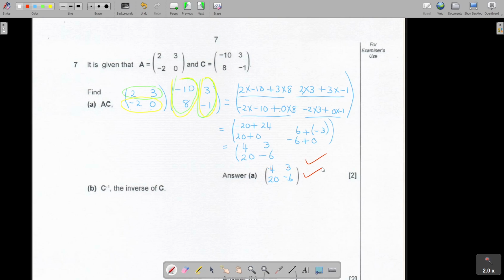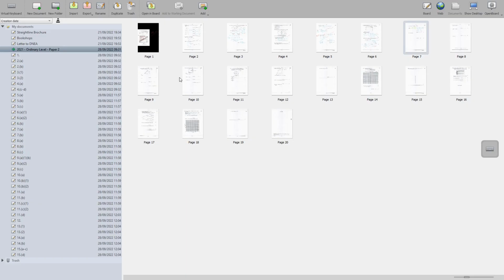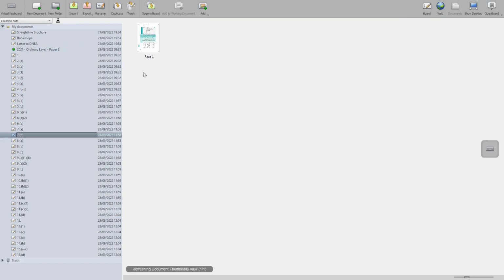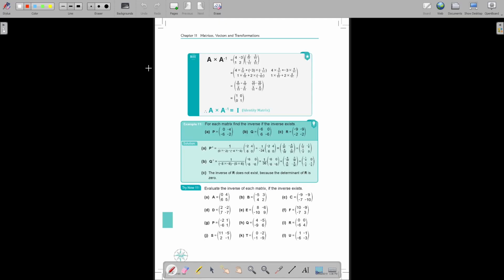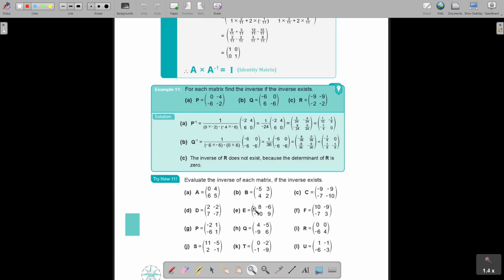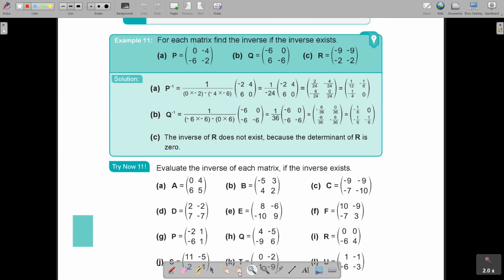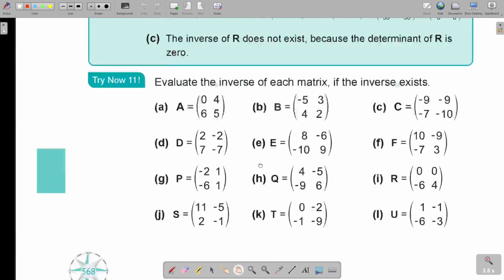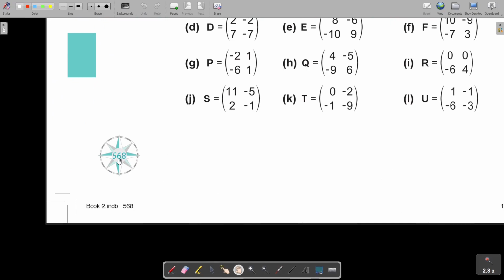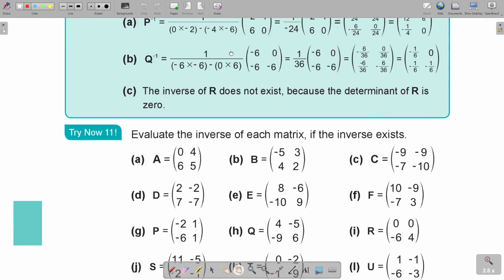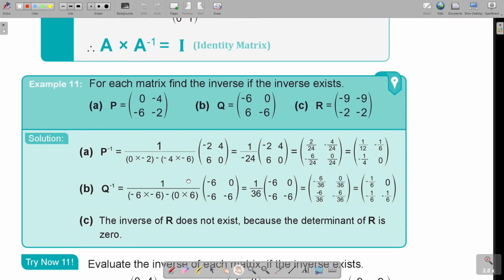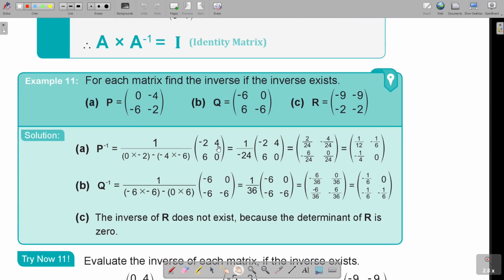Okay, then I go to number B, that's the inverse. We did it also in the previous question, last year's question paper. So let's just go back to documents and see, that was question number 7B. Okay, and here I did an example, on a different page than I did previously. It's on page 568, part 2, book 2, grade 10-11, y equals mx plus c. I'm just going to do finding that inverse, number 11.